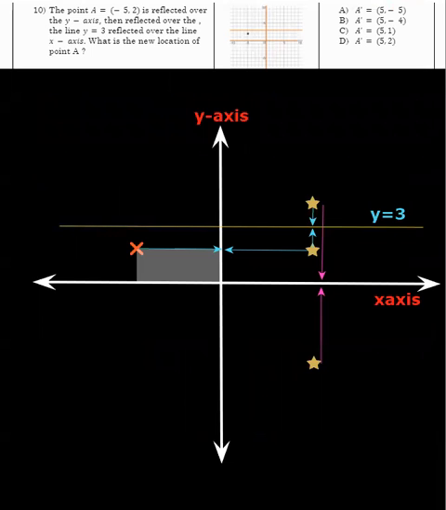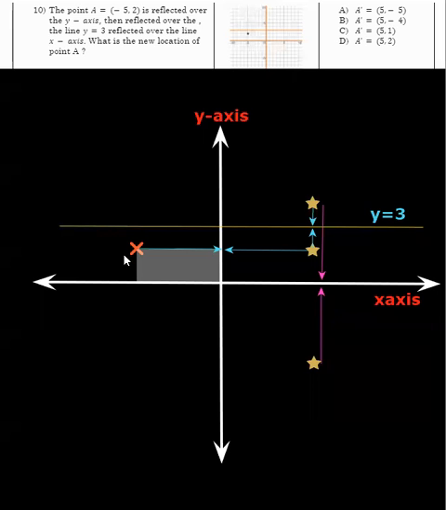Question 10. The point A, which is at negative 5, 2, is reflected over the y-axis. Then it's reflected over the line y equals 3. That's the second move. And then the third reflection is the transformation over the x-axis.